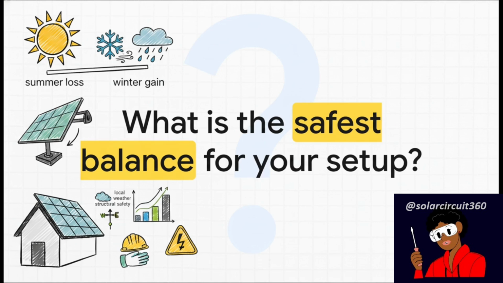I hope this explainer empowered you to look at your solar panels not just as electrical devices, but as dynamic geometric systems. And a final reminder: electrical work is incredibly dangerous. Always, always consult a qualified professional before making physical changes to your setup.